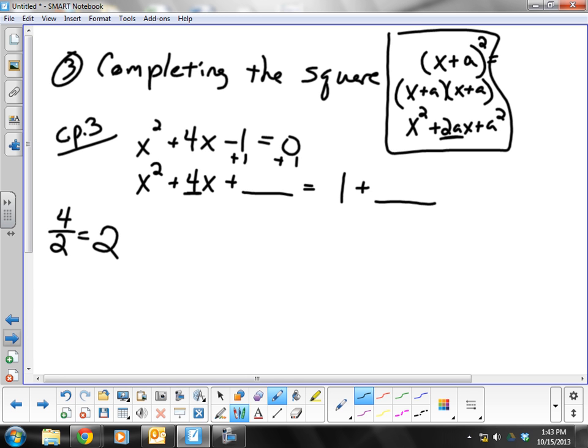Now, did I add a here, though? What needs to be added? What is this right here? A squared. So I don't need to add a, I need to add a squared. So you're going to take what you get for a and square it. 4 is what I need to add. So I need to add a 4 here and a 4 here.